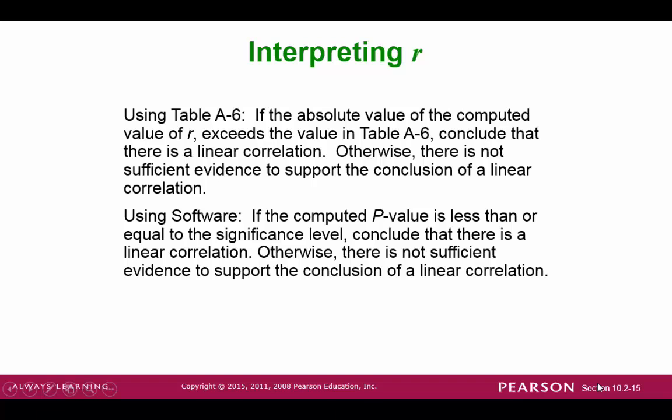The R value that we get is something that we can assess to tell whether there is a strong linear correlation or not. And in general, we use the Pearson's correlation table, that's table A6, to give us some idea whether we have a correlation or no correlation between the values.